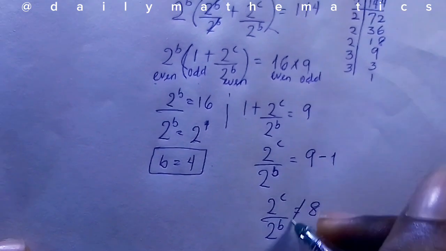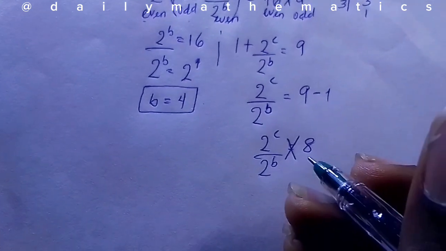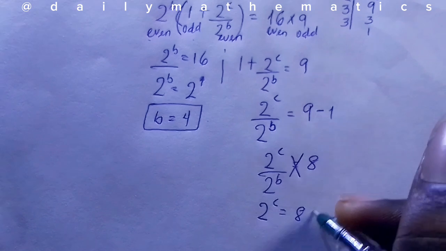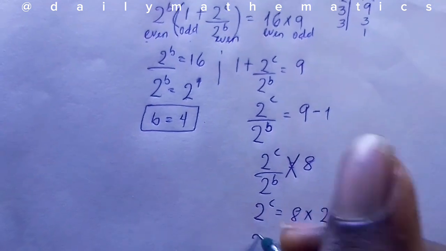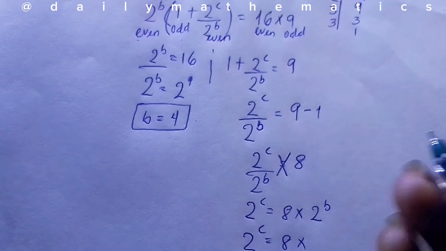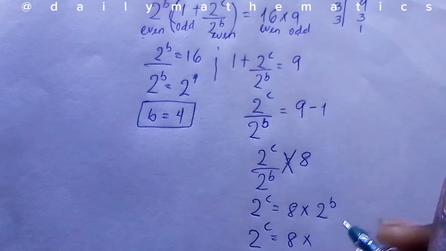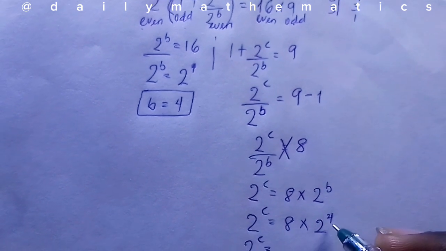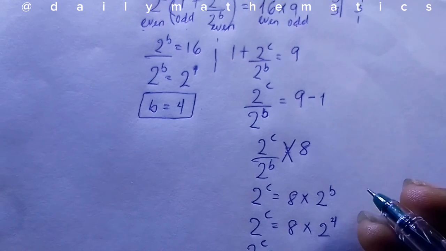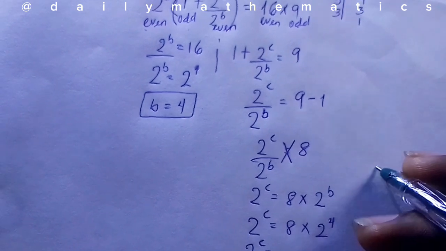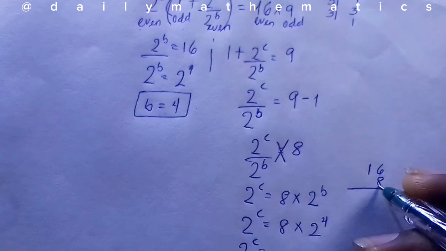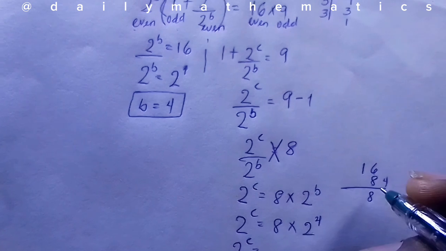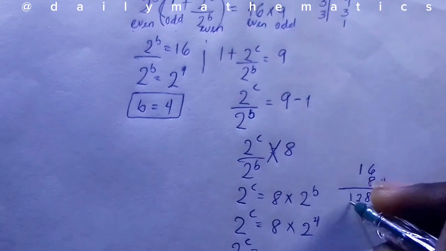So from here we can cross multiply and say 2 raised to the power of c equals 8 times 2 raised to the power of b. Now 2 raised to the power of b is 4, right? You can see b here, that's 2 raised to the power of 4. 2 raised to the power of c equals 2 raised to the power of 4 is 16, that's 2 times 2 times 2 times 2. 16 times 8. 8 times 6 is 48. 8 times 1 is 8, 9, 10, 11, 12. That's 128.